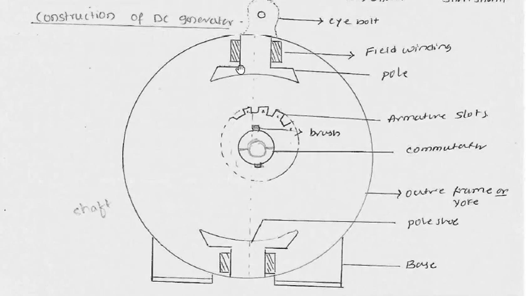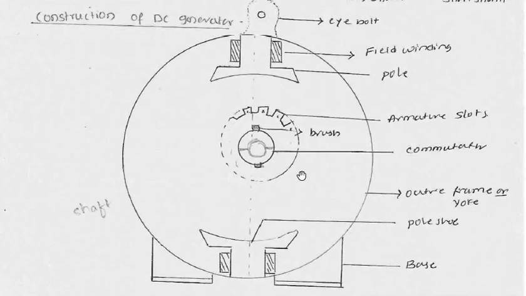Then the next major part is the field system or the main pole system. In case of a main pole system, we have a pole shoe, pole core, and on top of that we will have the field winding, and we might have 2 poles, 4 poles, it depends on the design. P is the number of poles we can have, and this forms the stationary part, means non-moving part of the machine.